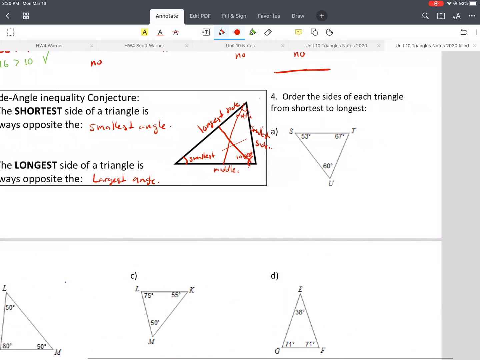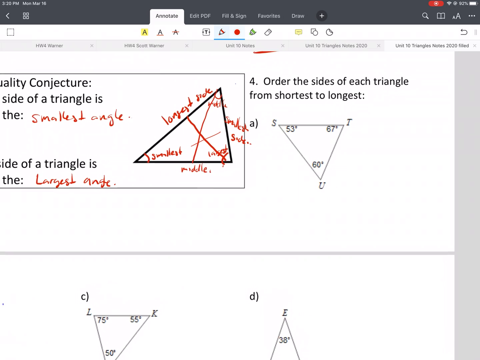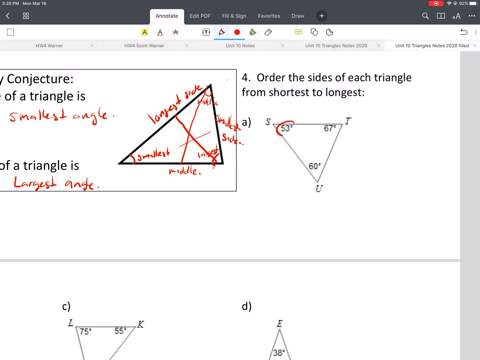If we look at this, it says order the sides of each triangle from shortest to longest. If we want to find the shortest side, we just need to find the smallest angle. So this would be the smallest angle, and the smallest side would be UT. That's how you would write a line segment or a side of a triangle: the letters that go between those two with a line on top of it. So that would be the smallest to the largest.